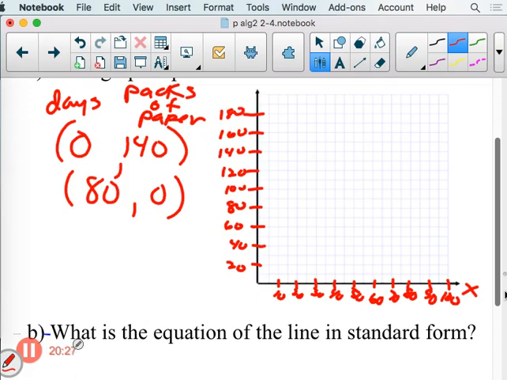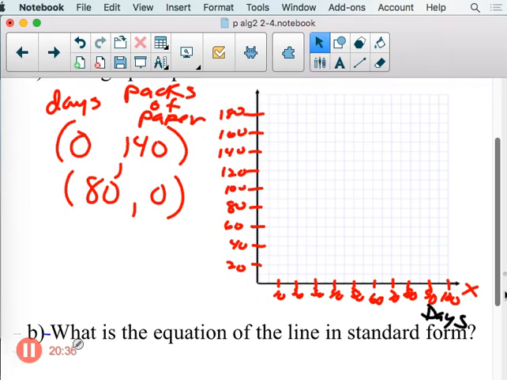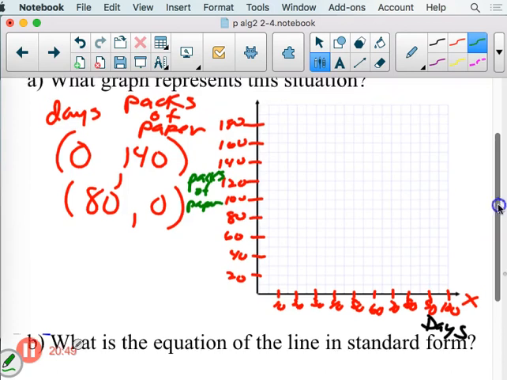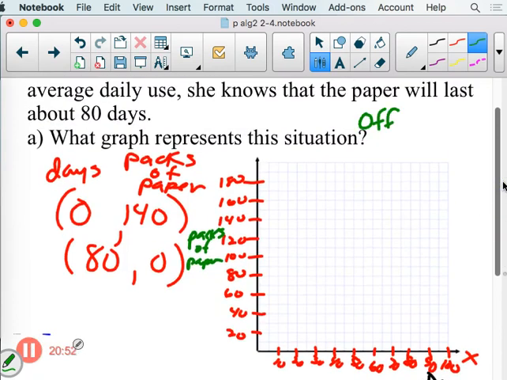Probably better throw some labels on there so people know what on earth we're doing. Our X's were days, and our Y's were packs of paper. Now, if we want to be super fancy, we give it some kind of title. Office use of paper. And that's what all of this is about. And that took longer than graphing and finding our 2 points because we just need to go 0, 140, and 80, 0.